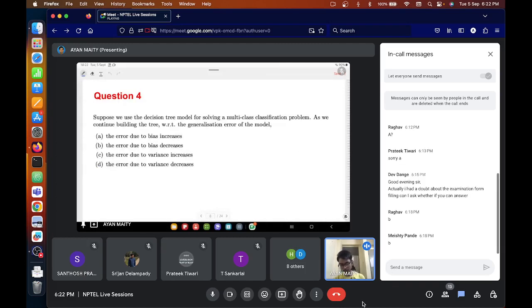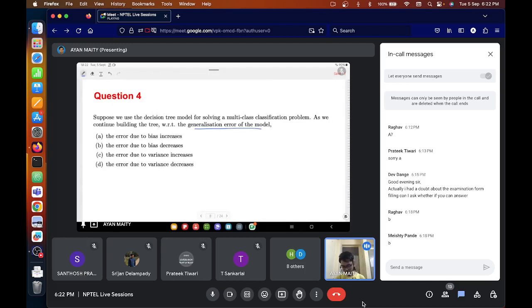Now question 4. Suppose we use the decision tree model for solving a multi-class classification problem. As we continue building the tree, with respect to the generalization error of the model, option A says the error due to bias increases, option B says the error due to bias decreases, option C is error due to variance increases, option D is the error due to variance decreases.